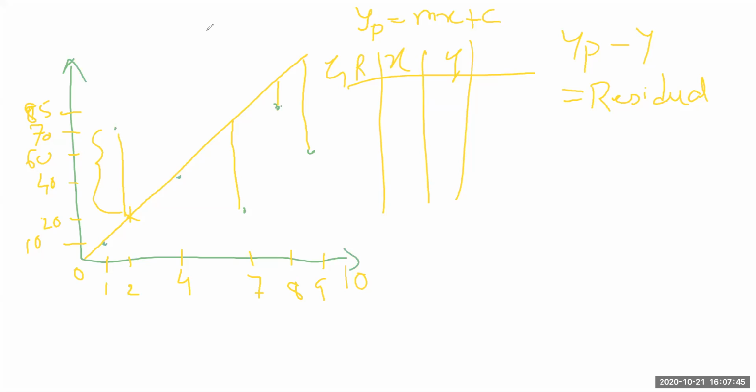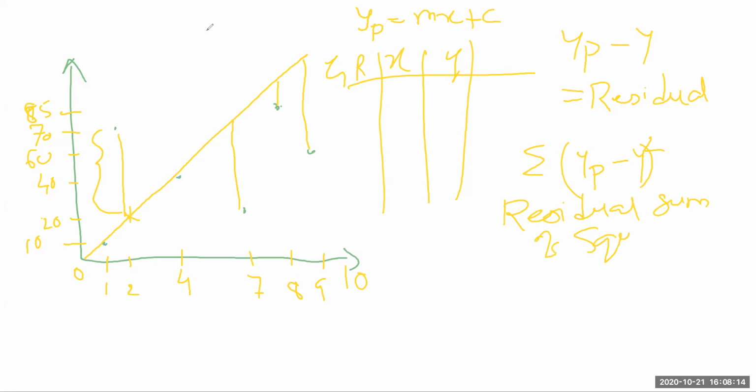Positive. So what we do is we take the summation of the predicted value minus the observed value, squared. If it is negative, it will become positive, and this is called the residual sum of squares.